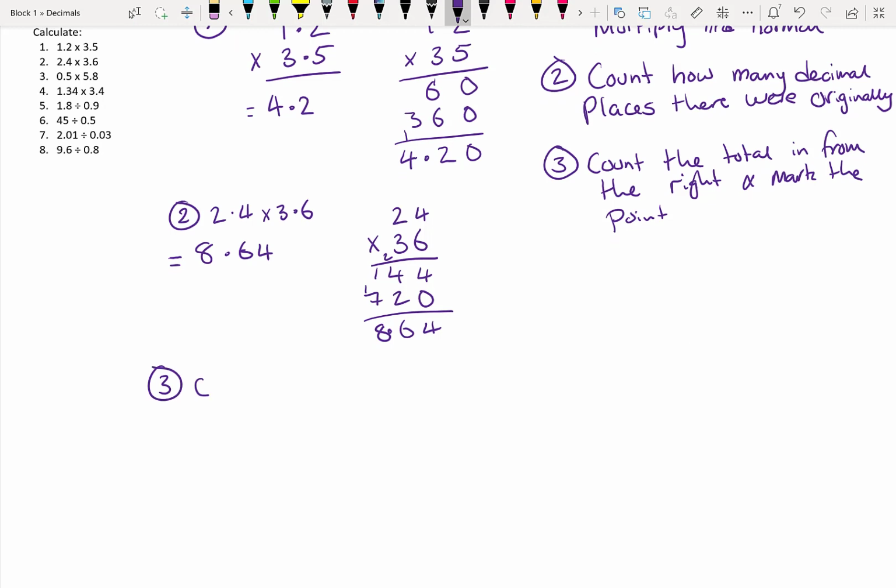Third one, we're going to do 0.5 multiplied by 5.8. Okay, so I'm going to cheat a little bit. I'm going to write them the other way around. So I've got 58 multiplied by just 5 on the bottom, so that's going to save me an extra line. 5 times 8 is 40, so I've got 0, carry my 4, 5 5s are 25, plus the 4 is 29. I've got 1 decimal place there, 1 decimal place there, so I've got to come in 2 places, and so I end up getting 2.9 as my answer.